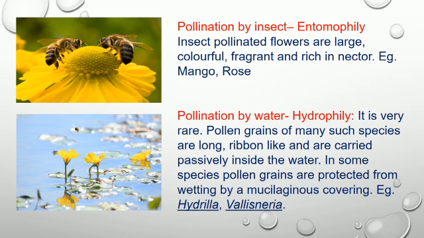Pollination by insects, entomophily. Insect-pollinated flowers are large, colorful, fragrant, and rich in nectar. Example: mango, rose. Pollination by water, hydrophily. It is very rare. Pollen grains of many such species are long, ribbon-like, and are carried passively inside the water. In some species, pollen grains are protected from wetting by a mucilaginous covering. Example: Hydrilla, Vallisneria.